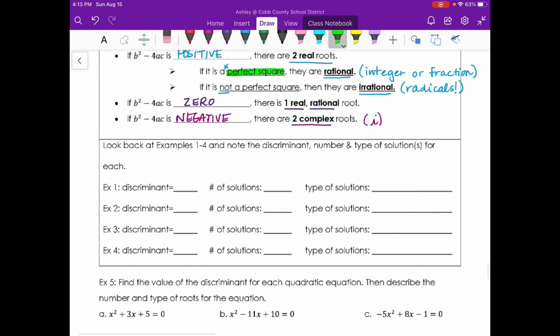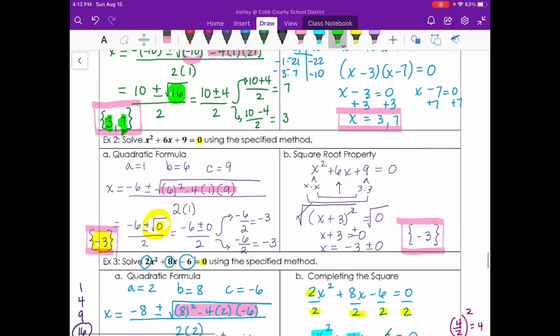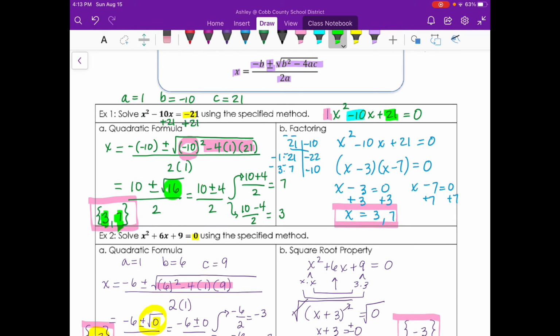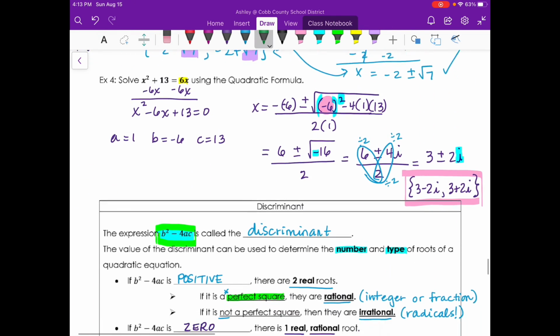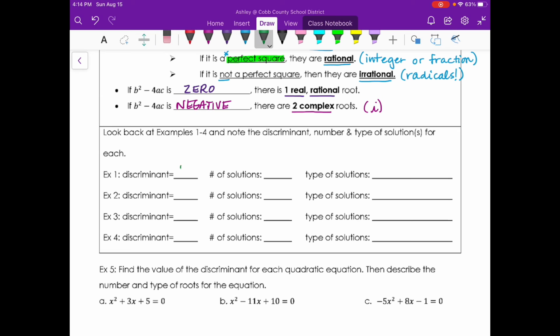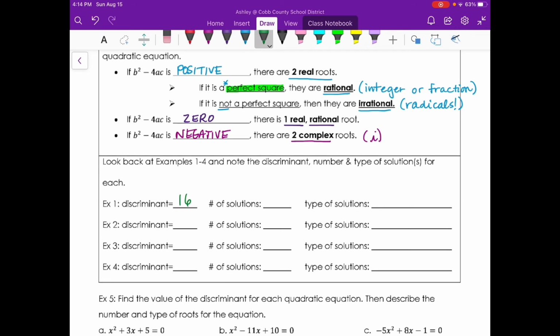So let's look. It says, look back at examples 1 through 4 and note the discriminant, number, and types of solutions for each. So in example 1, we'll go back really quickly. In example 1, our discriminant was 16. Here it is right here. And that is a positive number, and it's a perfect square. So if we got a positive number, that means we have two solutions, and they are going to be rational, real numbers, and rational because it's a perfect square.